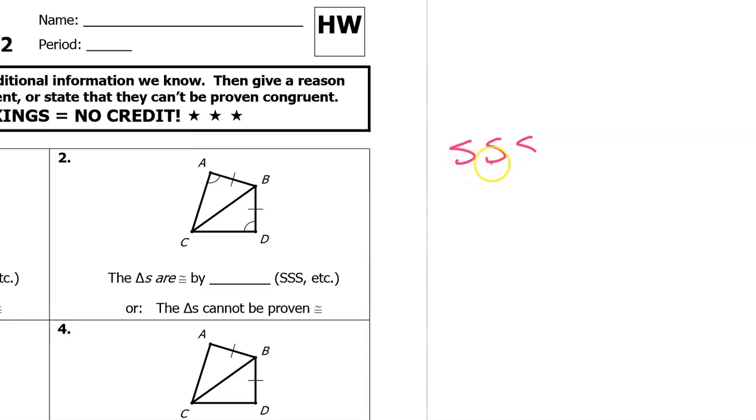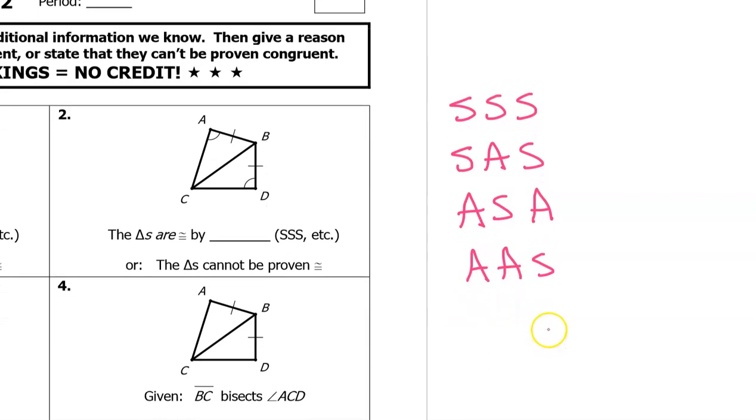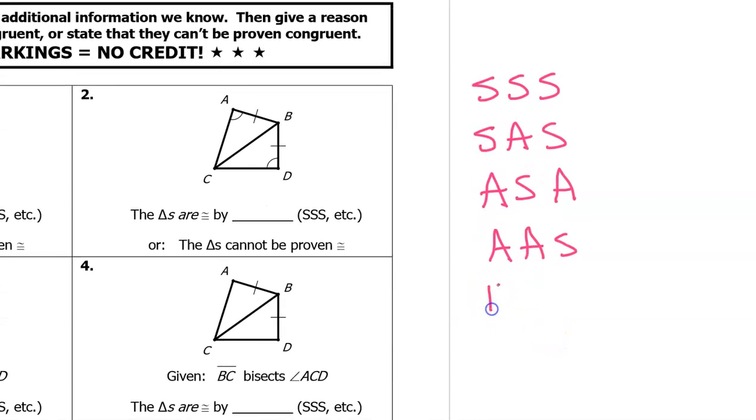SSS, which stands for side, side, side, SAS, side, angle, side, ASA, angle, side, angle, AAS, which is angle, angle, side, and finally HL, which is hypotenuse, leg. These are the only 5 reasons that we can use to prove that two triangles are congruent.